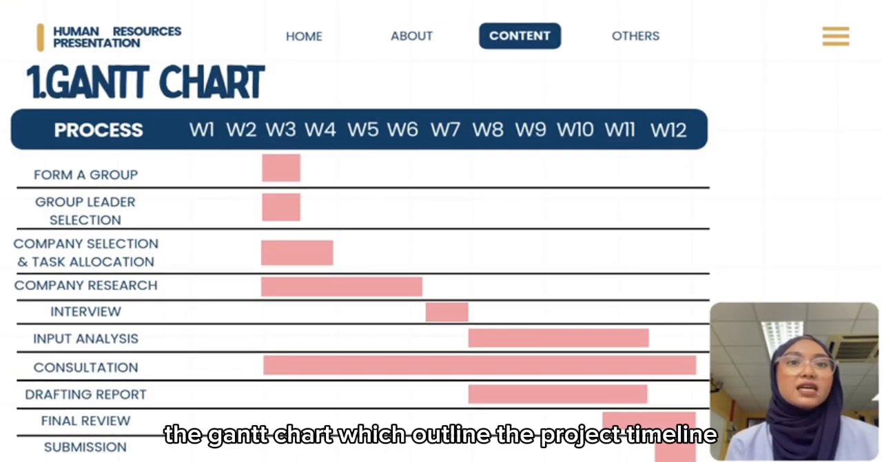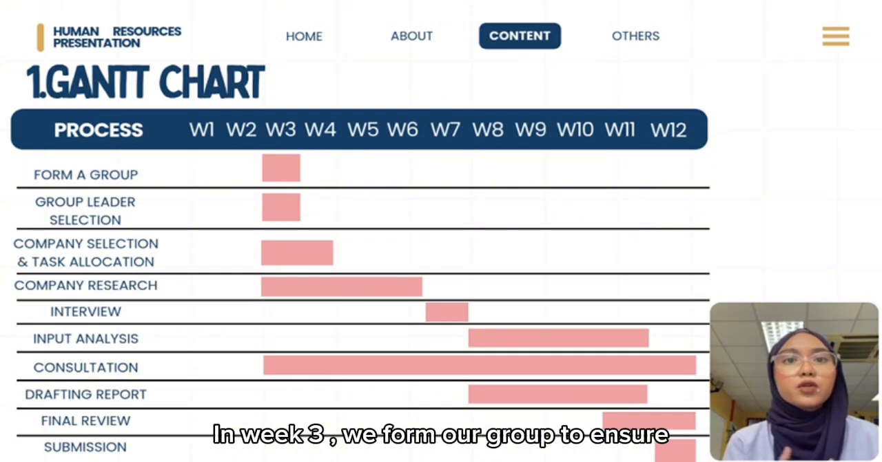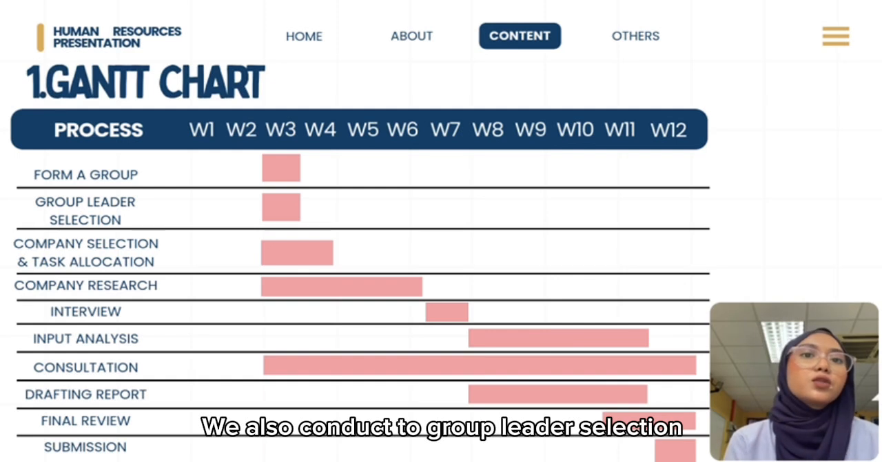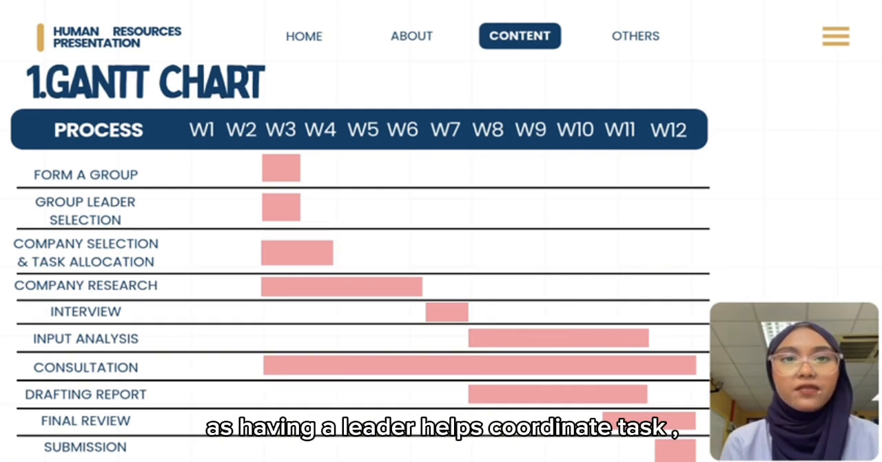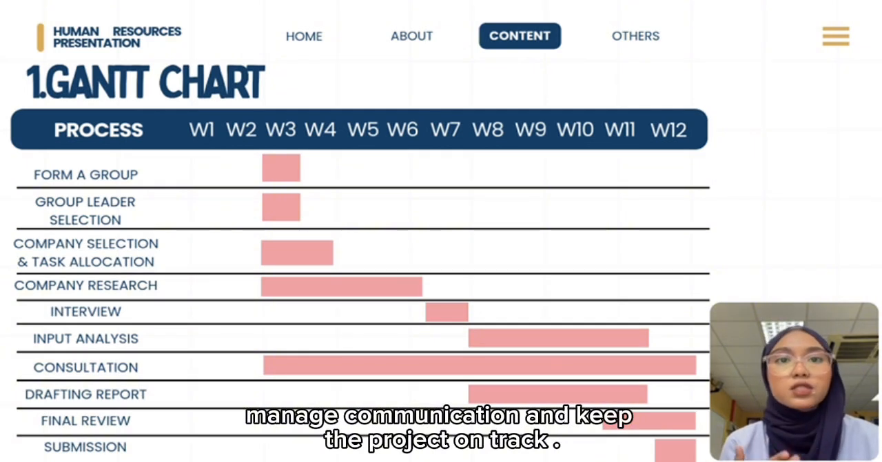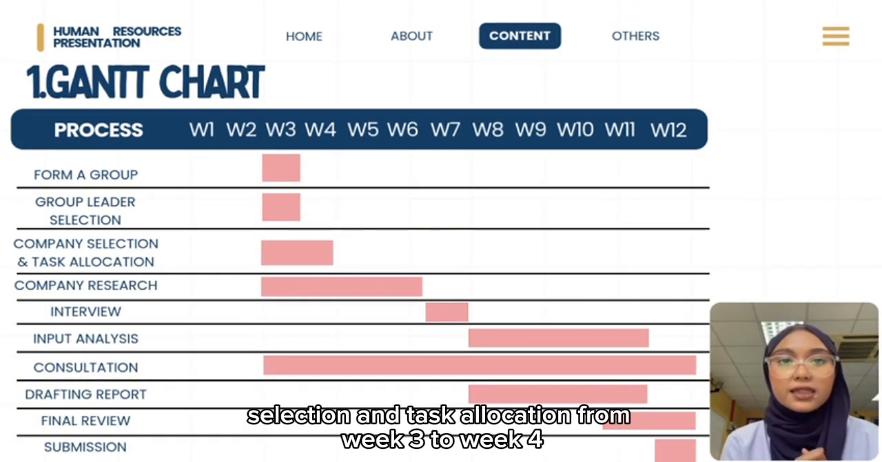This slide presents the Gantt chart, which outlines the project timeline over a period of 12 weeks. In week 3, we form our group to ensure effective teamwork and a clear understanding of the project objective. We also conduct group leader selection, as having a leader helps coordinate tasks, manage communication, and keep the project on track. Next, we carried out the company selection and task allocation from week 3 to week 4.